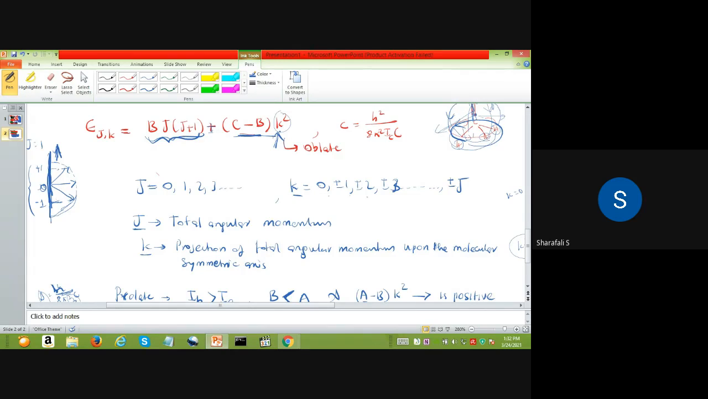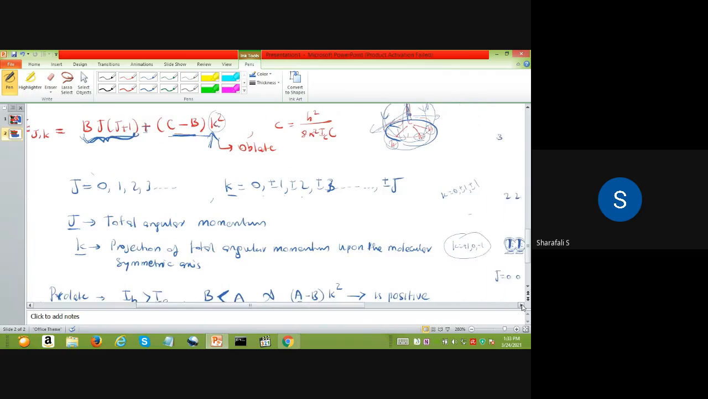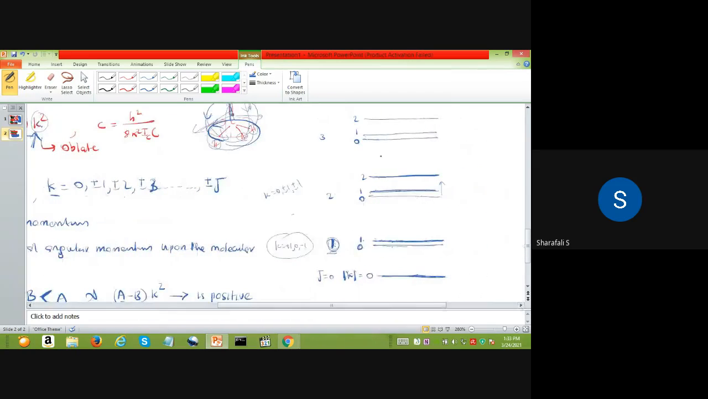So when K equals 0, you have only this energy level, which is equal to the linear case. When K equals 1, depending on the value of C minus B, it will be different. We do not have to consider K equal to plus or minus 1 separately, because K is squared. Even if you put plus 1 or minus 1, the energy level will be the same. If you put K equal to 0, you get the linear molecule's rotational energy level. So these K equal to 0 levels are for the linear case.